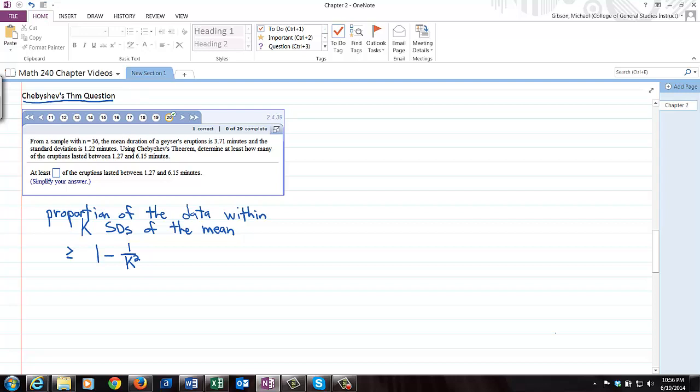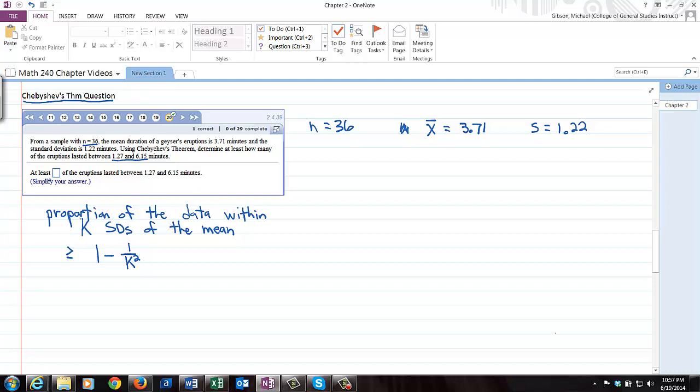Let's get into it. For a sample with n equals 36, the n is the count, the number of data points. The mean duration of a geyser's eruptions is 3.71 minutes. So it's a sample, so the symbol for the mean is x bar, 3.71. And the standard deviation, so the symbol they use for standard deviation for a sample is s, is 1.22 minutes. Using Chebyshev's theorem, determine at least how many of the eruptions lasted between 1.27 and 6.15 minutes.